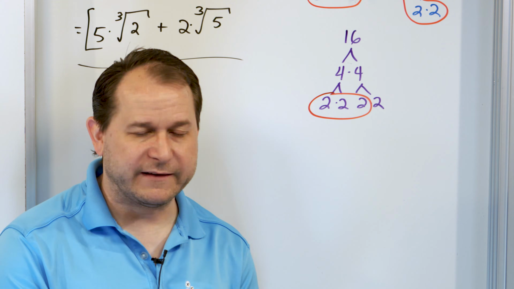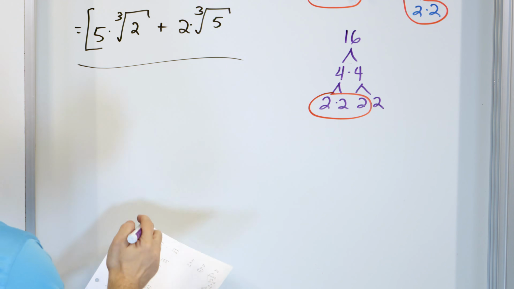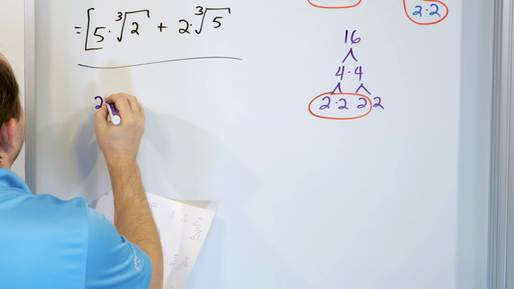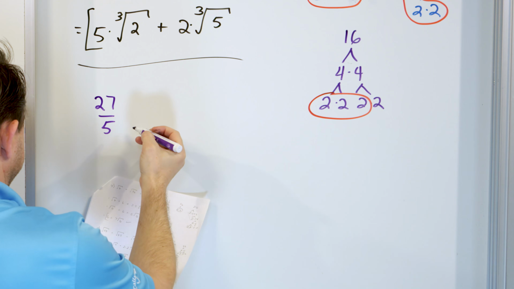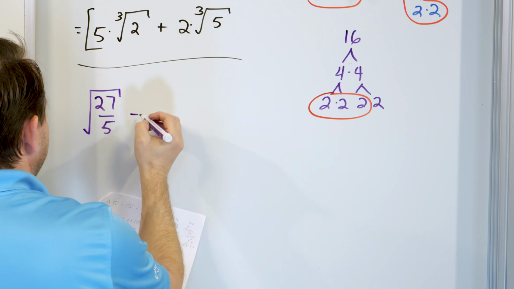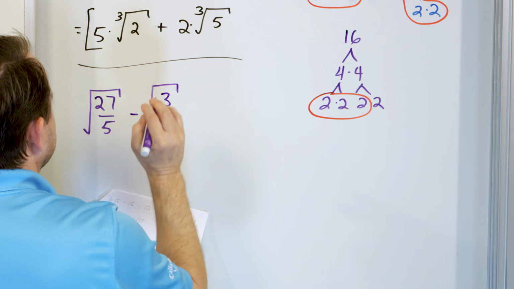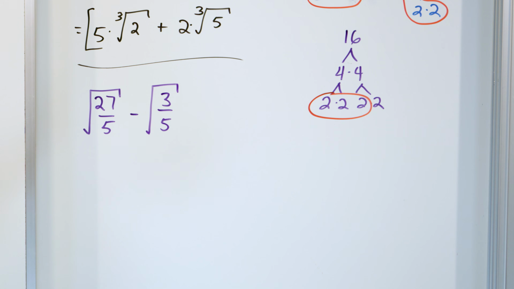But here's a problem that's going to require us to use some other properties of radicals that we've already learned in the past. What if you have 27 fifths? So that's a fraction. I'm going to take the square root of that. And then I'm going to subtract from that 3 fifths. But, of course, I'm going to have a radical around that. So how do I do that?